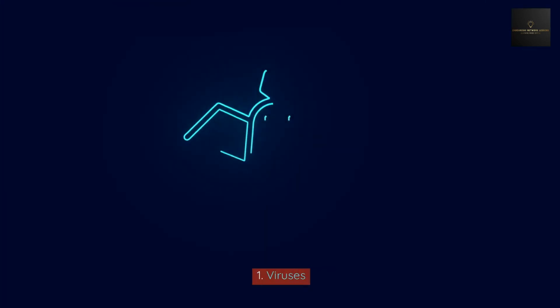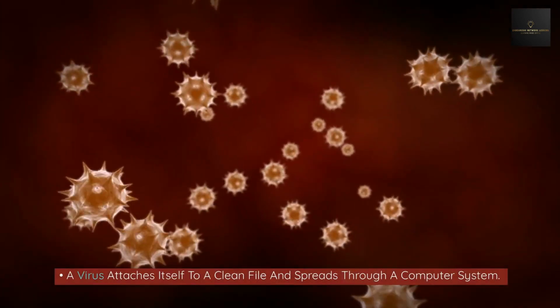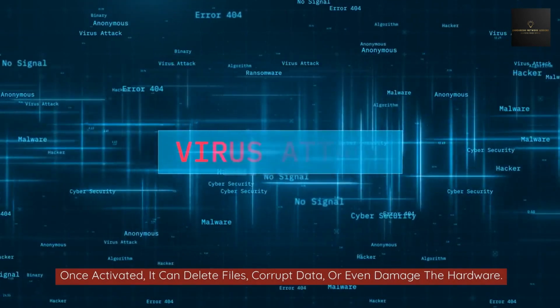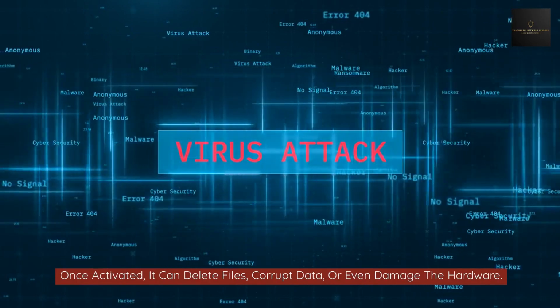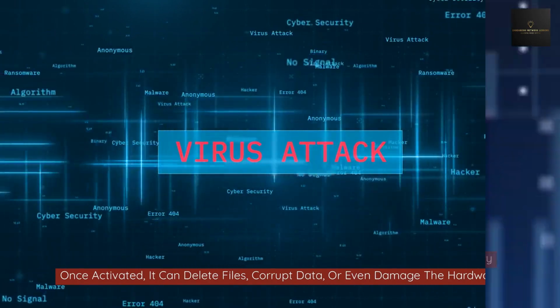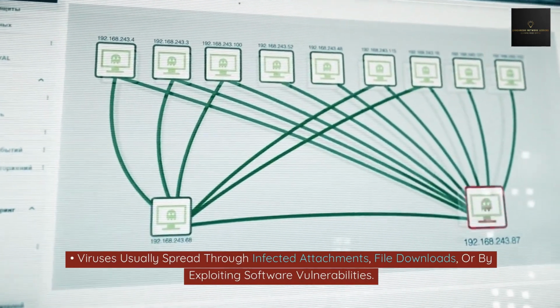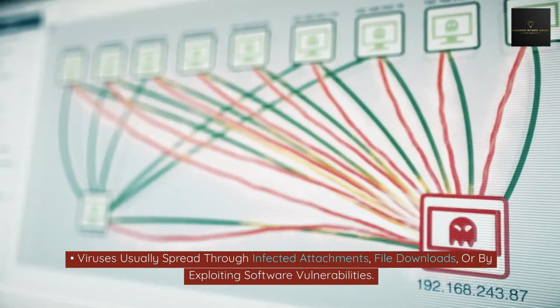1. Viruses. A virus attaches itself to a clean file and spreads through a computer system. Once activated, it can delete files, corrupt data, or even damage the hardware. Viruses usually spread through infected attachments, file downloads, or by exploiting software vulnerabilities.